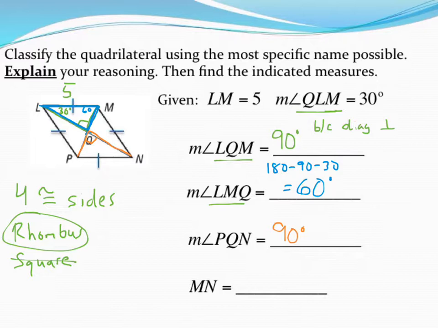And finally, they asked me for a segment length, and that's segment MN, so this piece on the side. Well, because we identified this shape as a rhombus, and I knew that all 4 sides are congruent, I know that all sides are going to be the same length. So if one side is 5, they are all going to be 5. And you may want to just write down the reason you know that. I'll say because all sides are congruent in a rhombus.